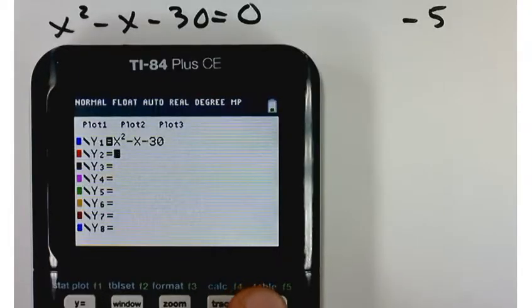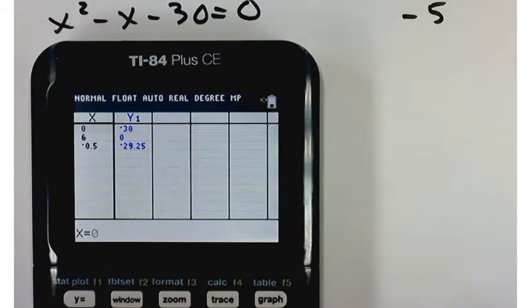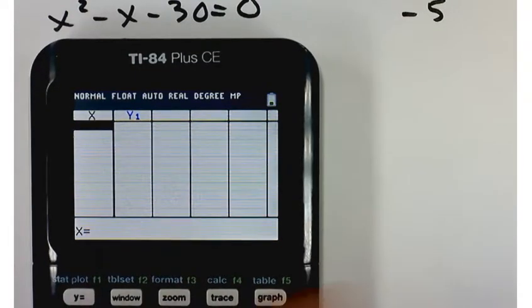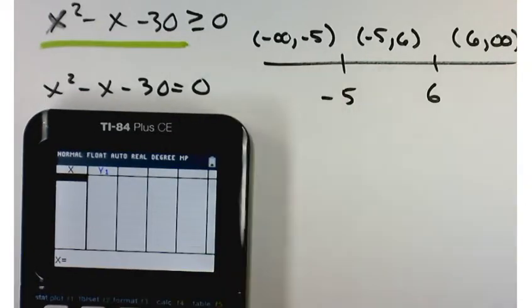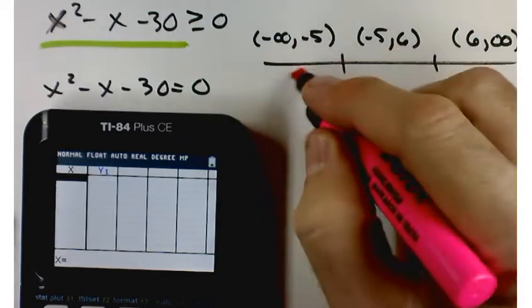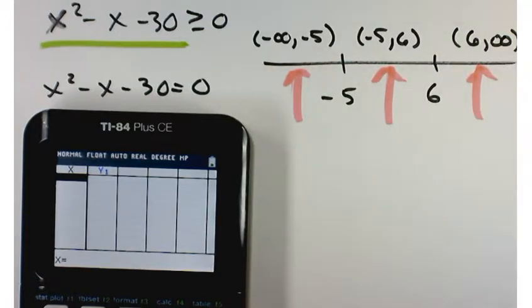From there, I'll hit the second key, then the table key, and I'll delete all these old values. But the big question is, what am I going to test? What values are going to fit in each of these intervals? I need one here, here, and here. Which ones are going to fit?